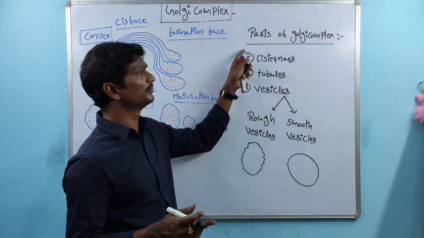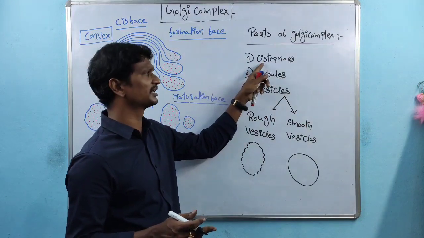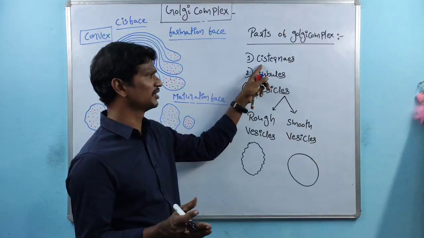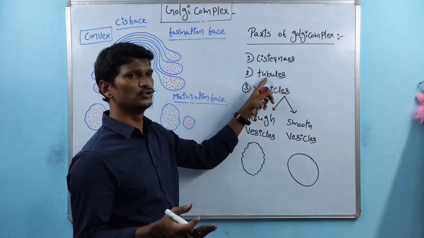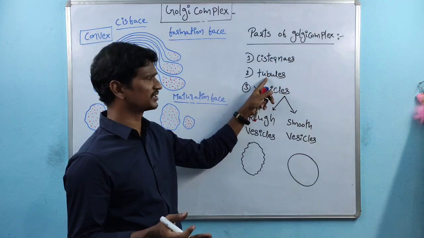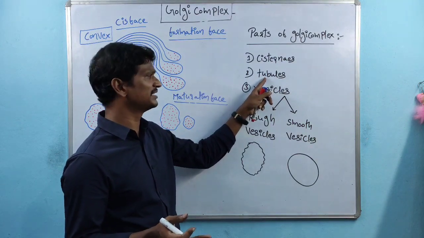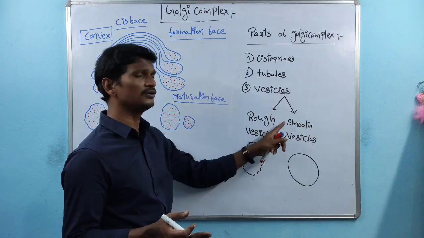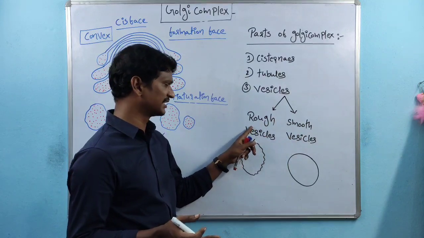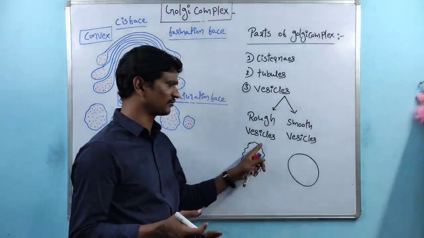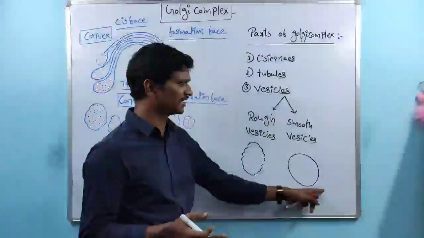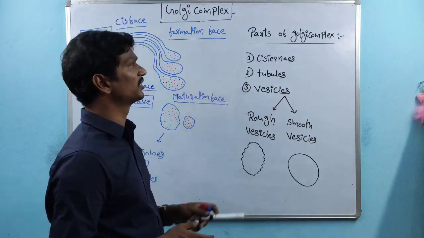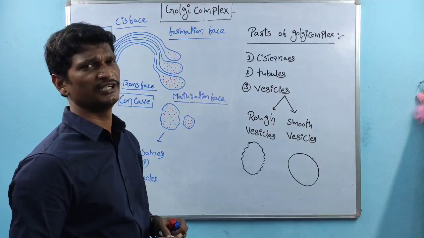So what I am telling here is that within the Golgi complex, three parts are there, right? Cisternae, which are flat layer-like structures, mostly unbranched, and tubules, which are tube-like structures that form the branches. Vesicles, again two types: rough vesicles, where the surface area is rough, and smooth vesicles, where the surface area is smooth. So that is about the parts of the Golgi complex, right?